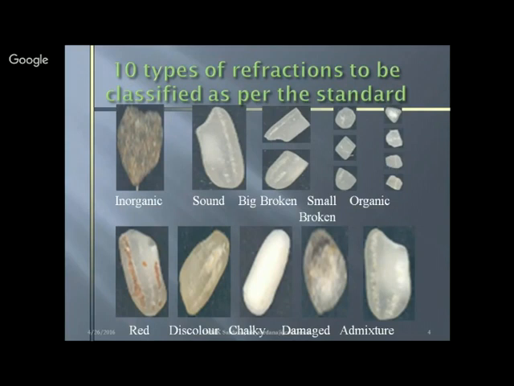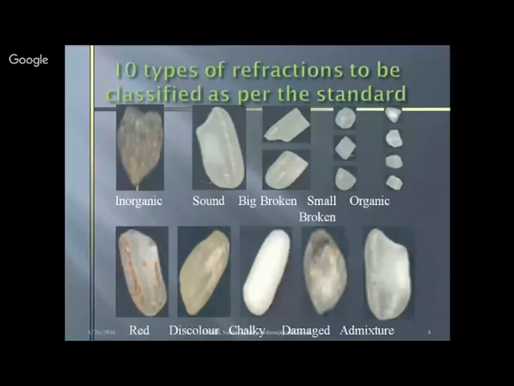There are other pictures in the same slide showing smaller grain sizes. I hope you are able to see them. These are broken grains. The grains available in the public distribution system are not full grains; they are broken, and that is officially permitted. A big broken is something like 80%, three-quarters of a grain. Then there is a small broken, about half the size of the grain. Then there is an organic, which is more like a powder now, but still one-eighth of the grain size.